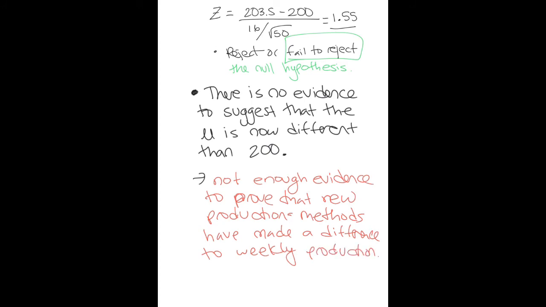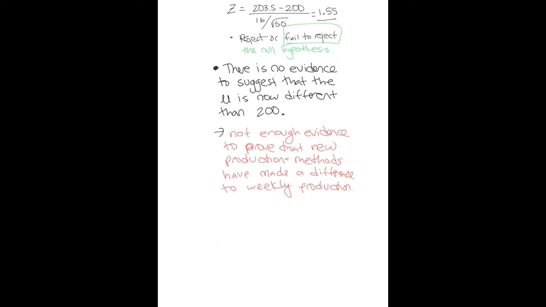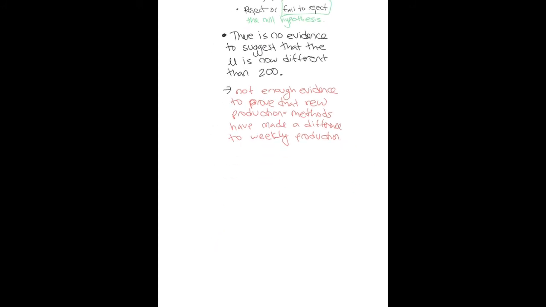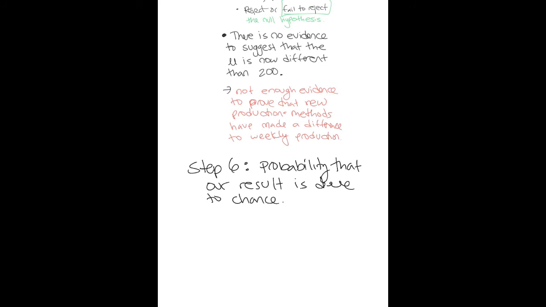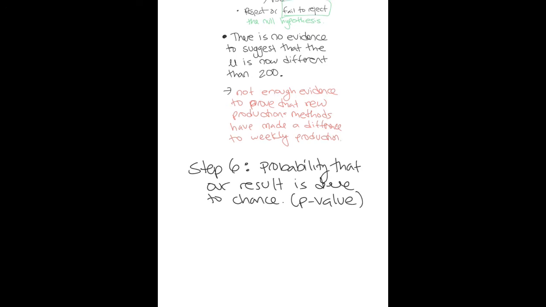Okay, step 6. Step 6 is our p-value. Okay, this is basically the probability that our result is due to chance. So this is represented by the p-value. Okay, so how do we find the p-value?